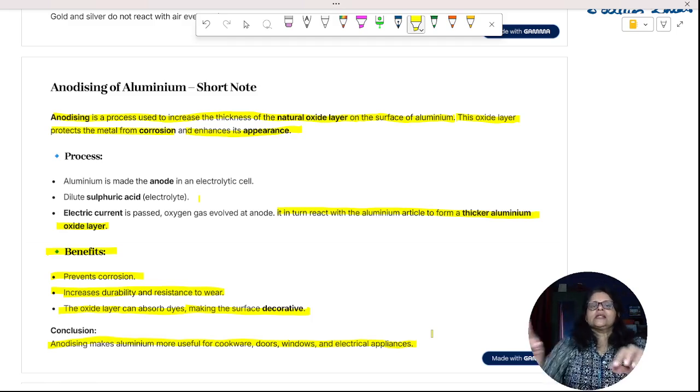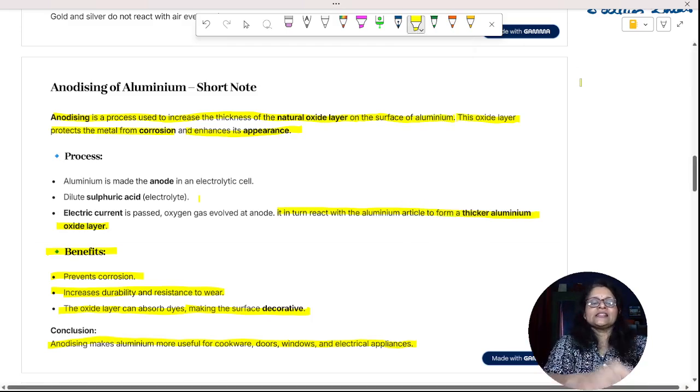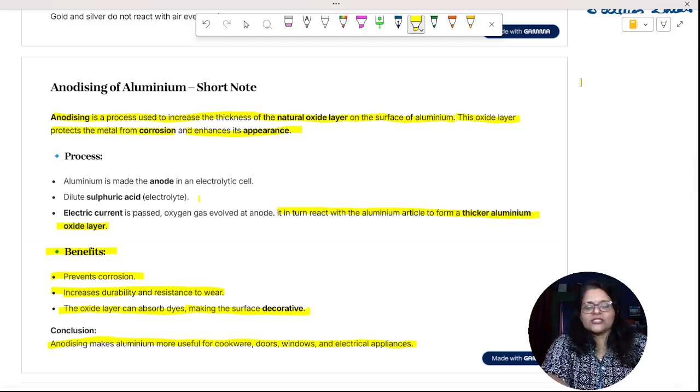So, I think we will wind up the class for today. This was about the first chemical reaction, the reaction of metals with air. We have seen different metals react differently. Now we will be learning about another reaction in our next class. Okay, bye bye.